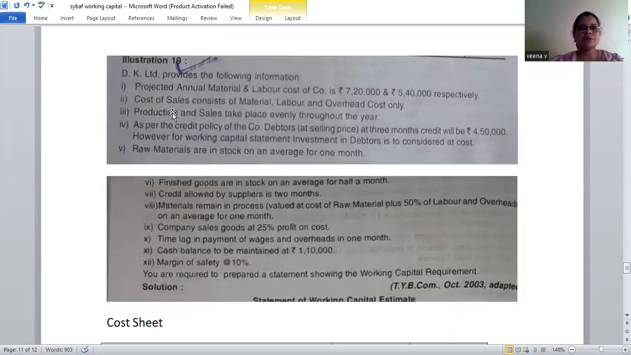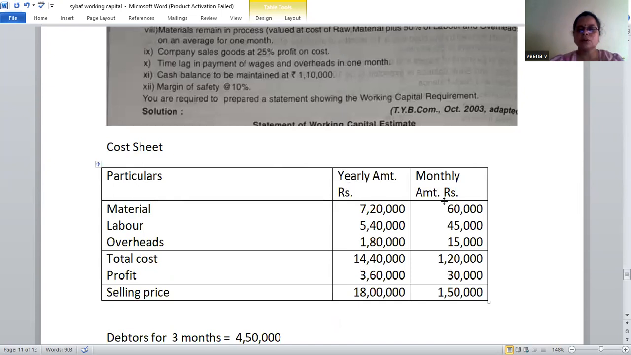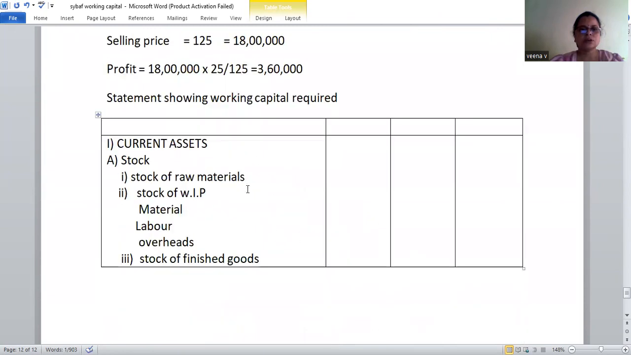What information they have given? Production and sales as per the credit policy. Raw material number 5, see, raw materials are in stock on an average for 1 month. So for 1 month raw material is 60,000. Monthly figure we got 60,000. So our calculation will be 60,000 into 1, which is 60,000. So our stock of raw material will be 60,000.